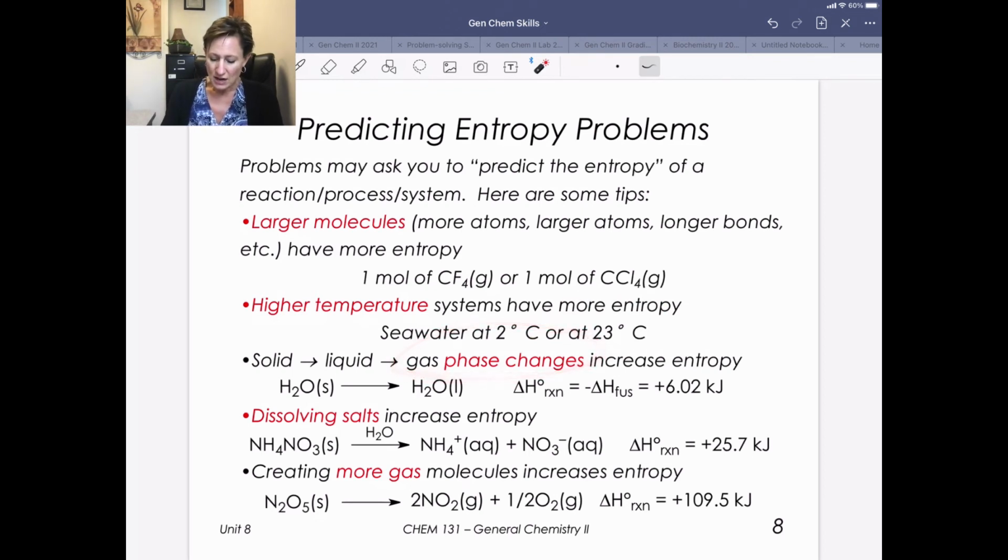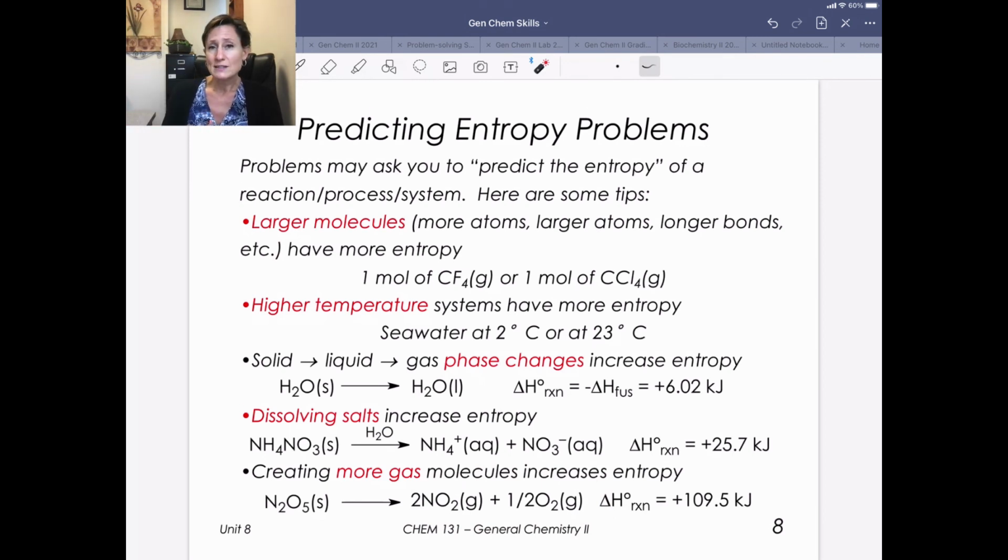Gas or phase changes are going to always increase entropy. So going from solid to a liquid to a gas is going to be increasing entropy. So even for the unfavorable enthalpic process of melting an ice cube to make liquid water, because we're going through that phase change and we're making something that's more disordered, that's increasing in entropy. Dissolving salts, again, increase that entropy, taking a very ordered crystalline solid and making it into very disordered ions. And creating more gas molecules, so that helps explain and offset the unfavorable enthalpy that we have here, because we make more molecules, and specifically we make gas molecules.